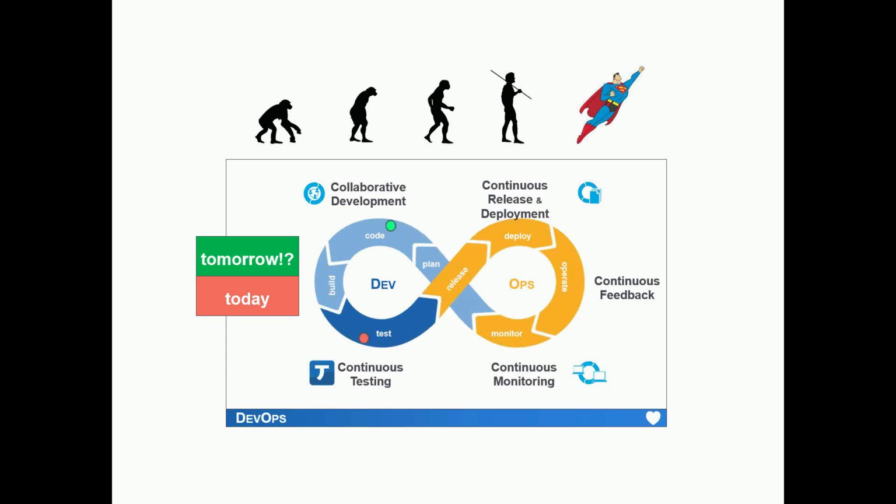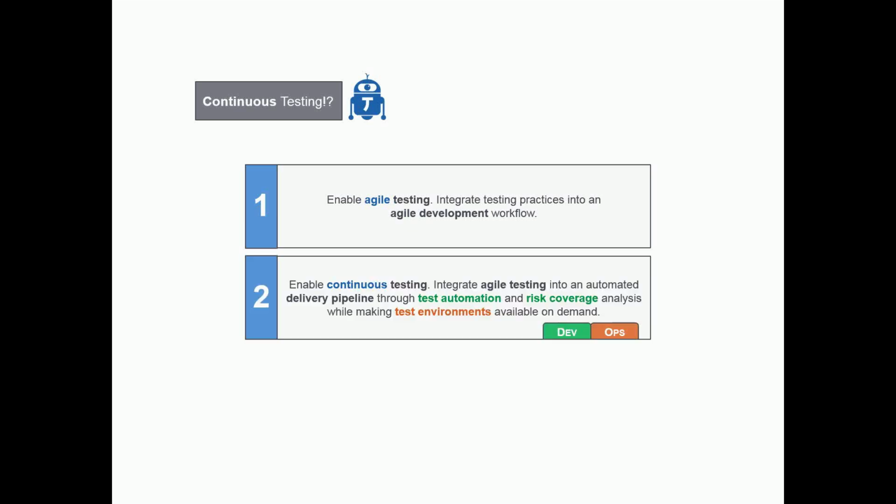So what is the answer to this request for increased speed? Well, automation is definitely one answer. To be exact, it is mandatory to succeed, but it's not the only one. The other one is known as a buzzword called continuous testing. There are a lot of definitions for this. Basically, we see here two major bullet points. The first one is enable agile testing, which means to integrate the testing process into an agile development workflow. And the second is to integrate the agile testing as a whole into your delivery pipeline.